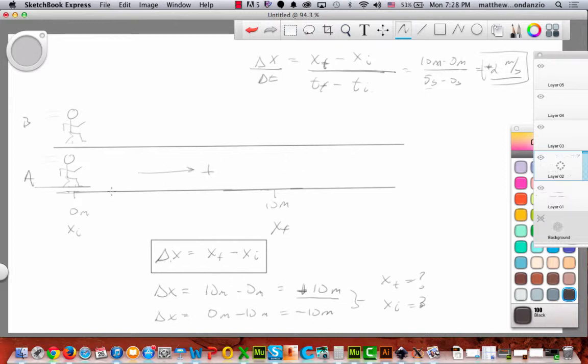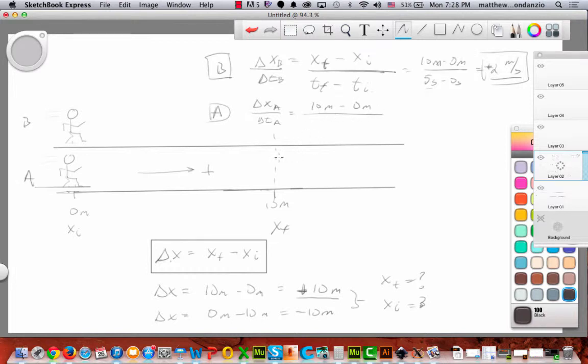Okay. So let's assume that that is for option B. And let's say option A does the same thing. So it's delta x of A over delta time of A. That's going to equal, now look, they're going to the same finish line. We're still going 10 meters, so the final distance is still 10 meters minus 0 meters.